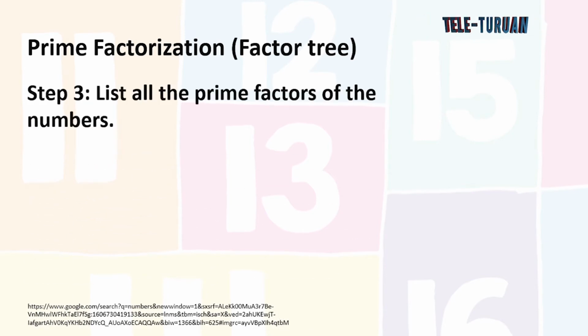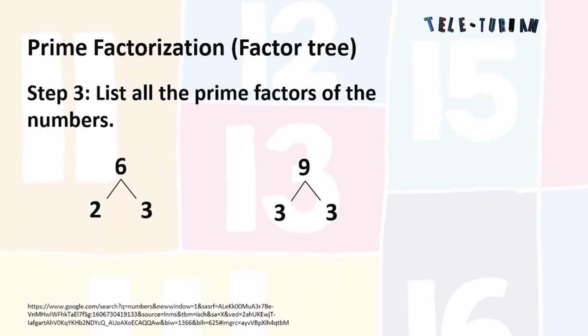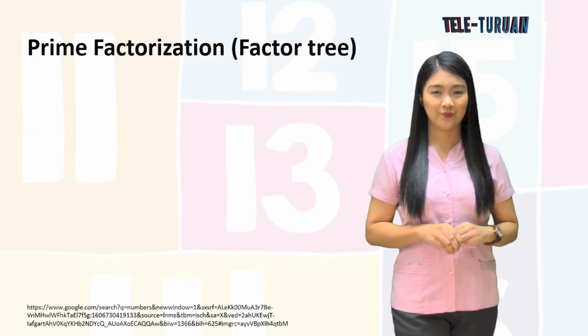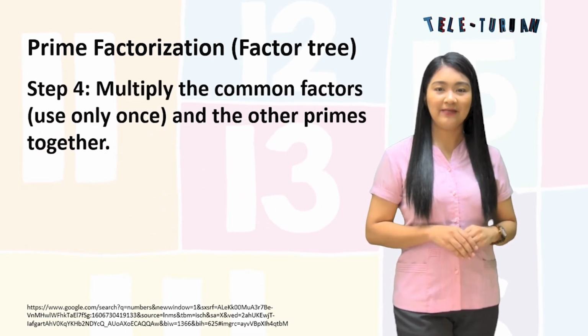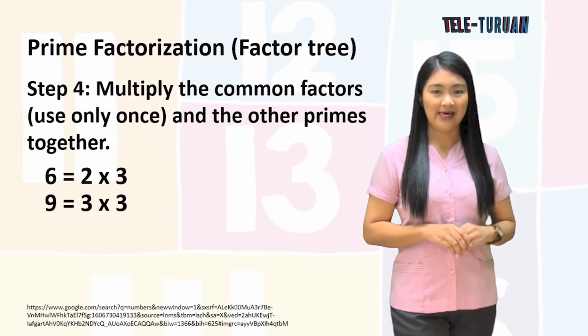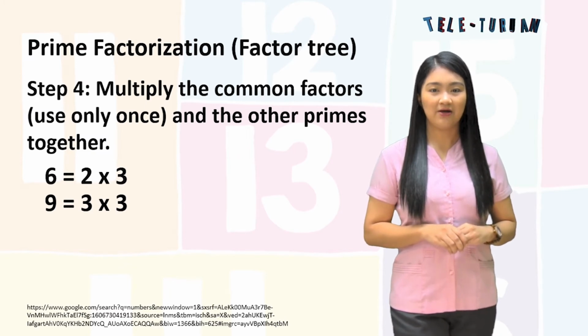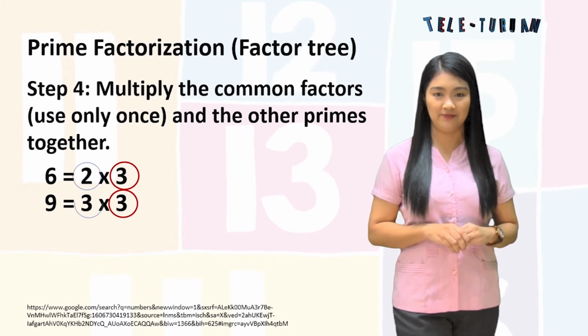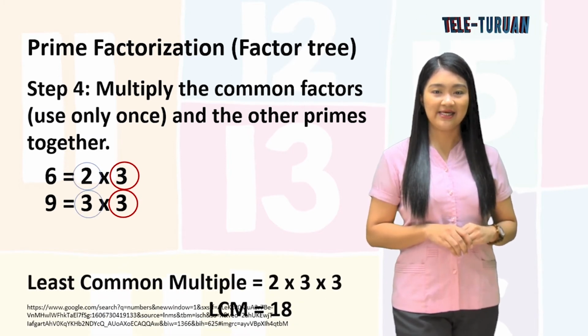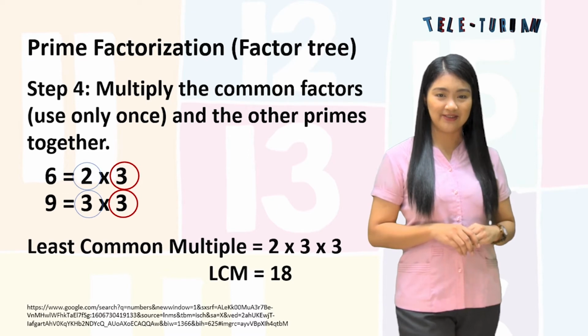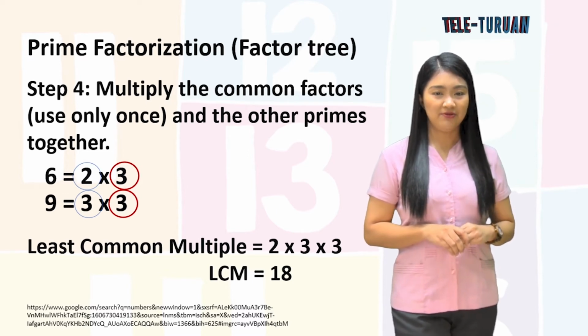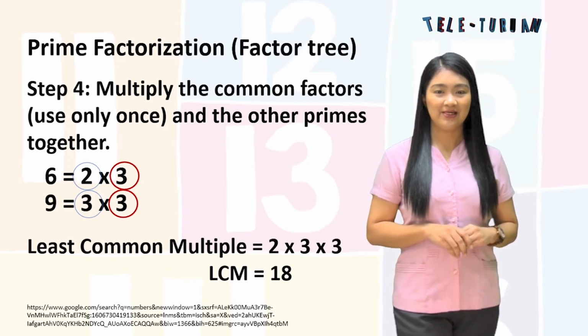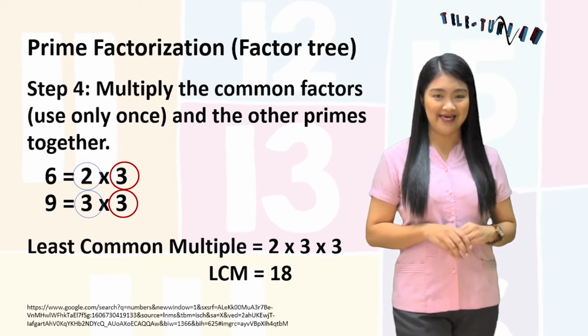Step 3. List all the prime factors of the numbers. For 6, 2 and 3. For 9, 3 and 3. Step 4. Multiply the common factors and the other prime numbers. The common factor is 3. The remaining prime factors are 2 and 3. Therefore, we have LCM is equal to 2 times 3 times 3. The least common multiple is equal to 18. The answer to the problem is 18 days.